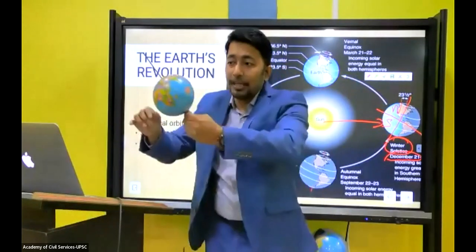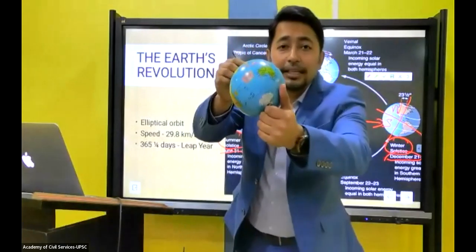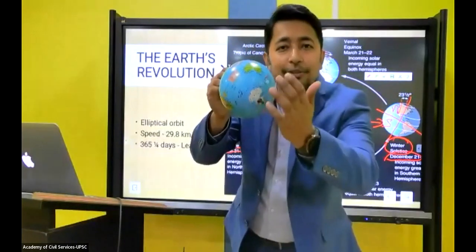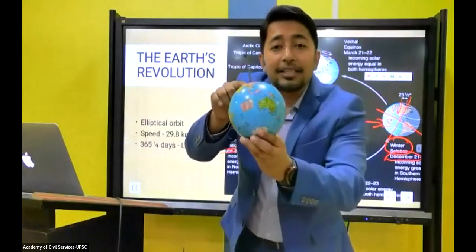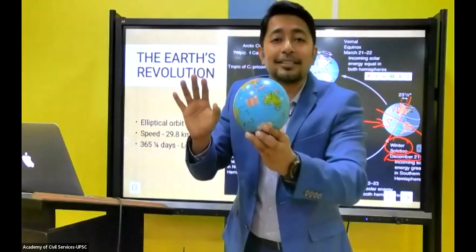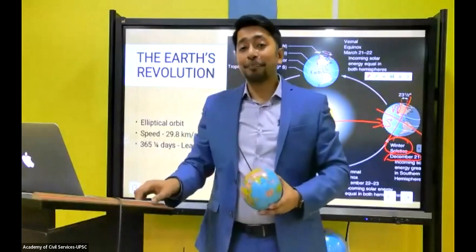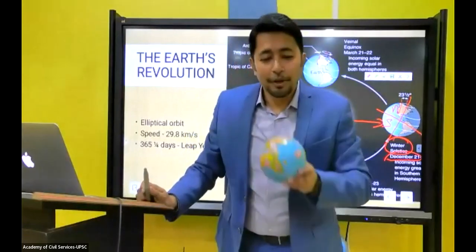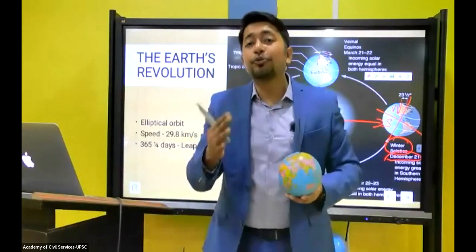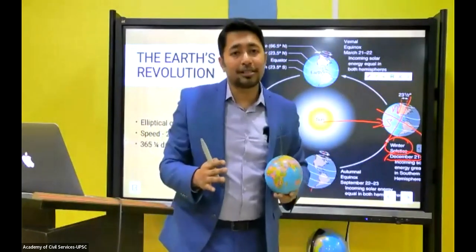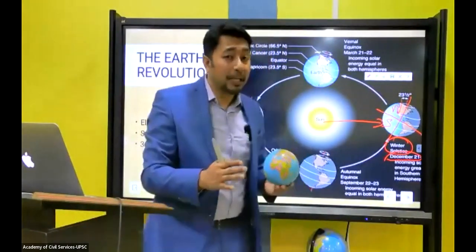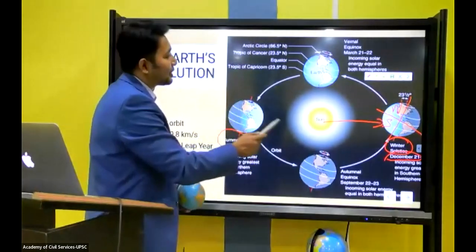Again, when the earth comes to the winter solstice, the Antarctic Circle will be in daylight and the Arctic Circle will be in darkness. So this is a very interesting phenomenon, right? So this way, by understanding the concept with the help of a globe, you will understand a lot of concepts through which you can be able to solve a lot of questions as well.